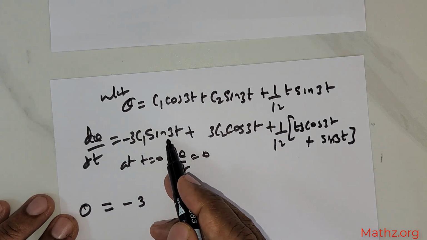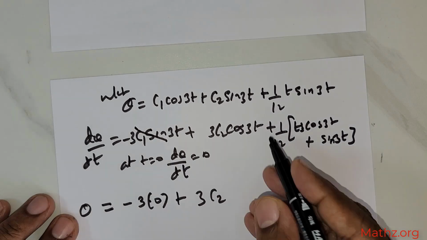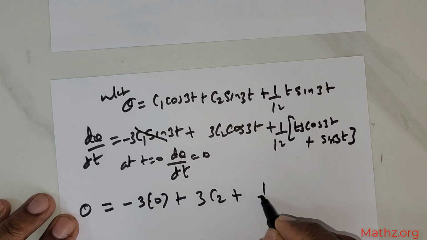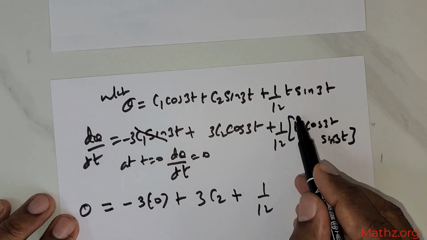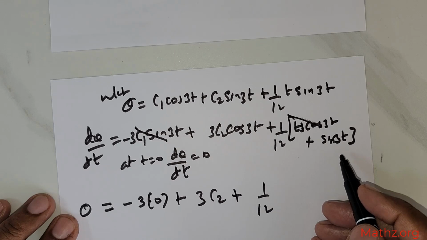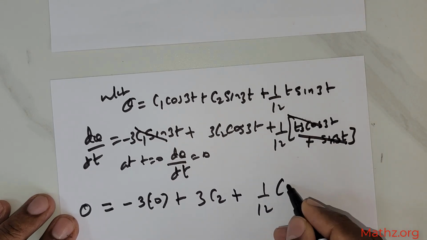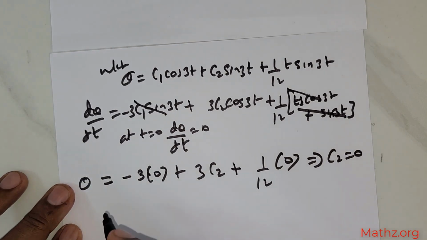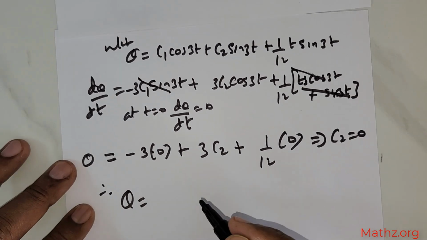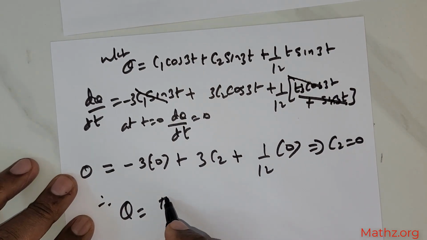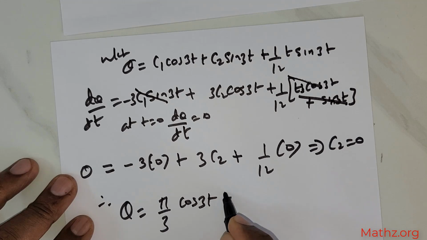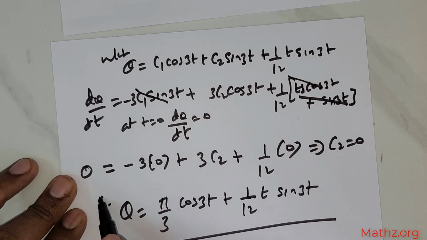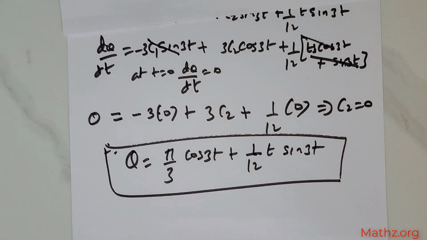Negative 3 times, this is t equal to 0, so this goes off. This is going to be 1. Okay, fair enough. Plus 1 over 12 times, now t is equal to 0, so this also goes off. And what happens here? This also goes off. Everything is 0. So this means C2 is equal to 0. Therefore my general solution is theta equals pi over 3 cos 3t plus 1 over 12 times t times sin 3t. So this is a beautiful solution that we have got.